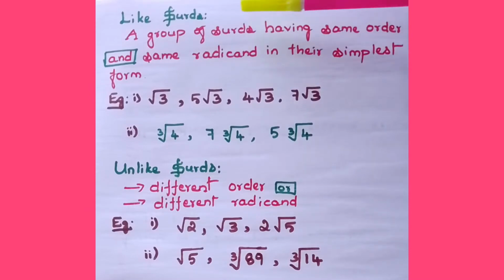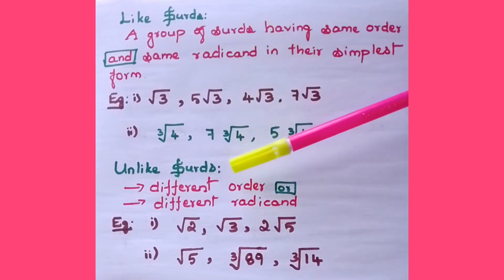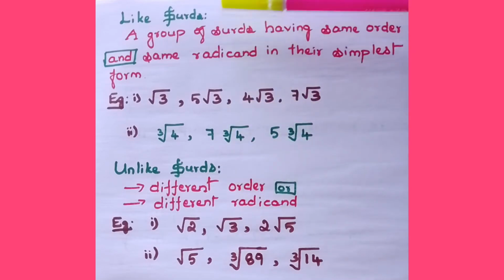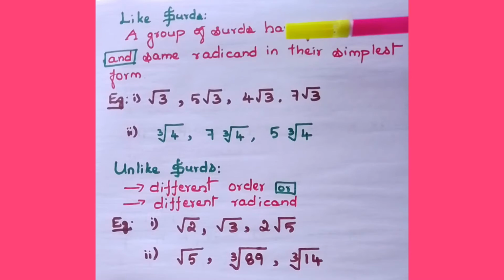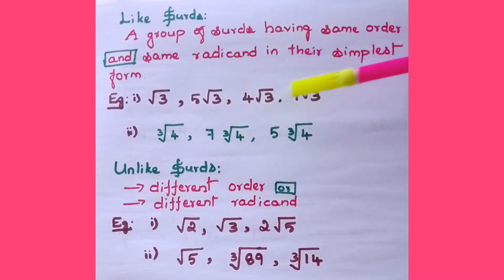Next, moving to types of surds. There are two types of surds, like surds and unlike surds. Like surds: a group of surds having the same order and the same radicand in their simplest form are called like surds. These two characteristics must be there, the same order and the same radicand in the same group of surds.